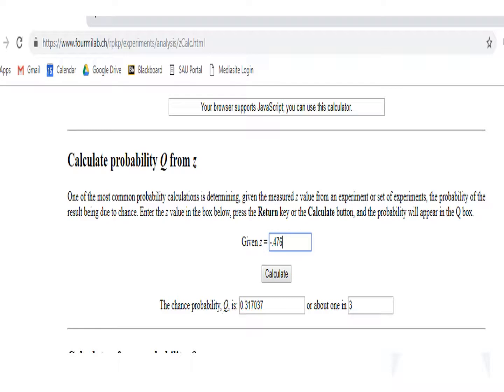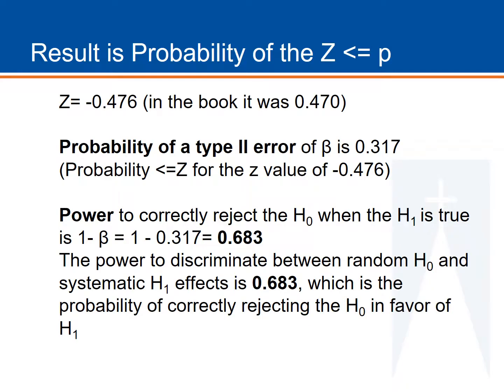so your power is going to be 1 minus 0.317. Based on the previous slide, the probability of a type 2 error is 0.317, so that's your beta. And that's the probability of being less than or equal to z for the z value of minus 0.476. This result means that the power to correctly reject the null hypothesis when the alternative hypothesis is true is 0.683.